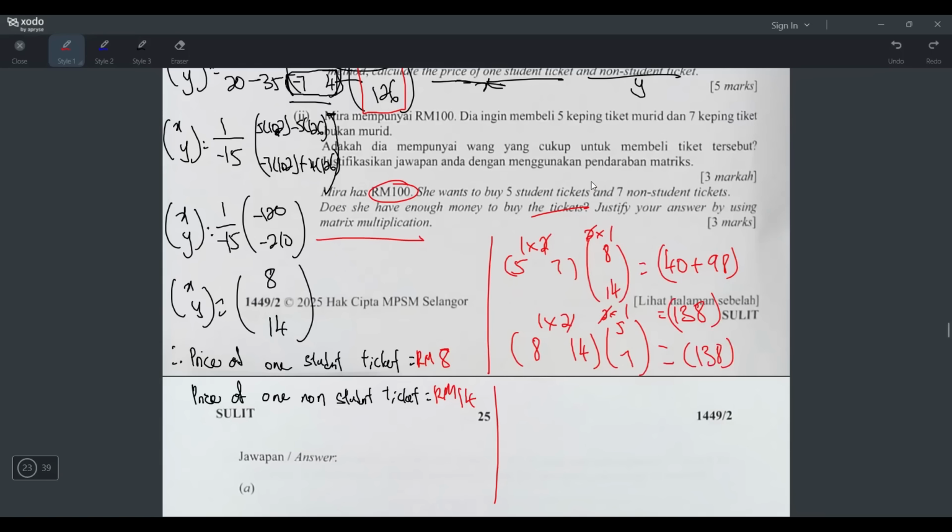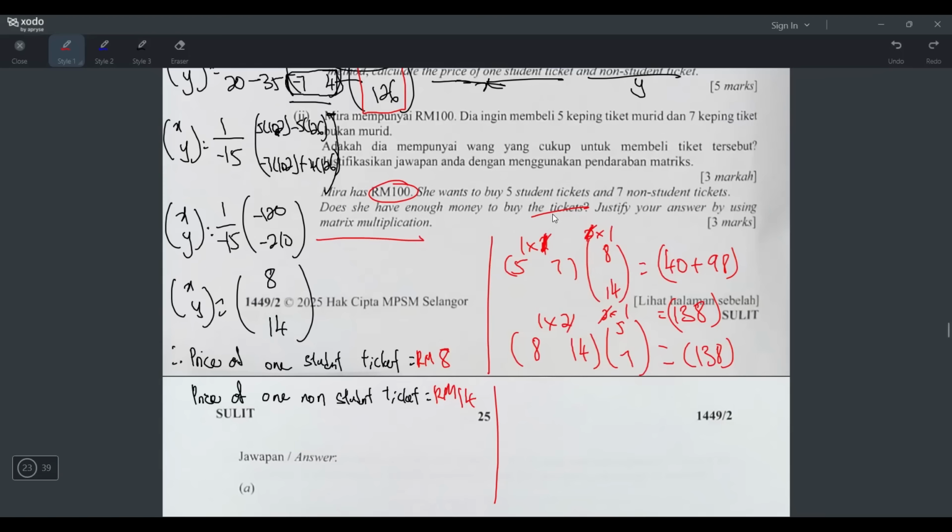I want to explain a bit why I have to write like this. Because the answer is in matrix multiplication, you write in matrix form. When you write in matrix form, you have to make sure this number and this number are the same. And you have to make sure after you cut, you are left with 1 row, 1 column. Because you want to find out the price, so it has to be 1 row, 1 column here, and that answer will be the total money spent.